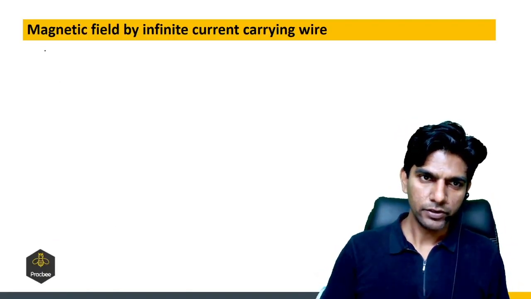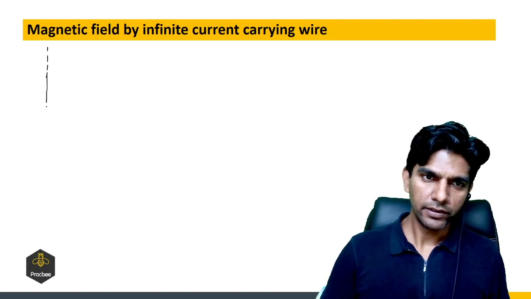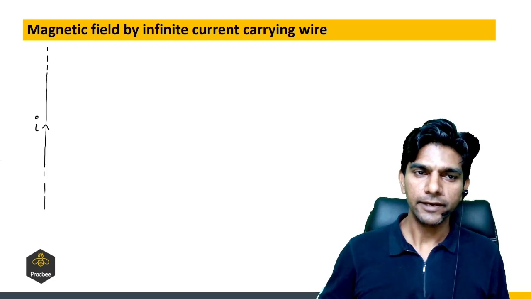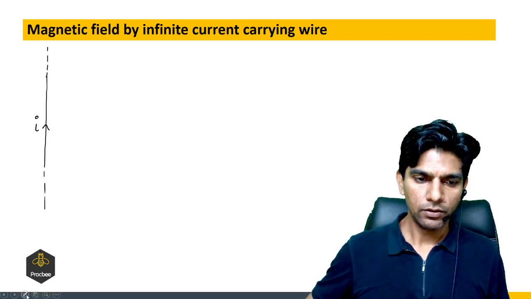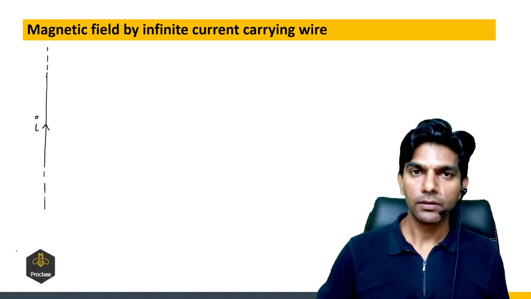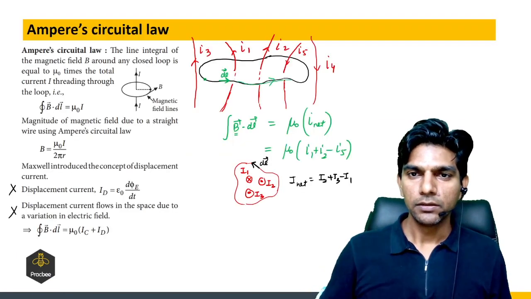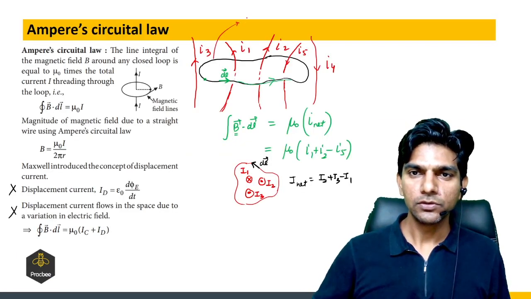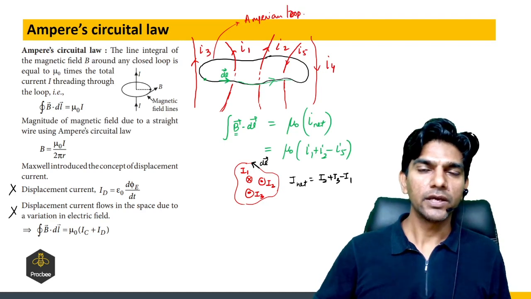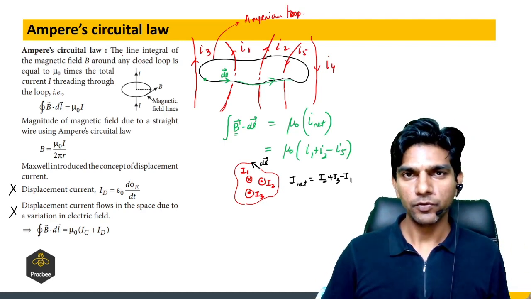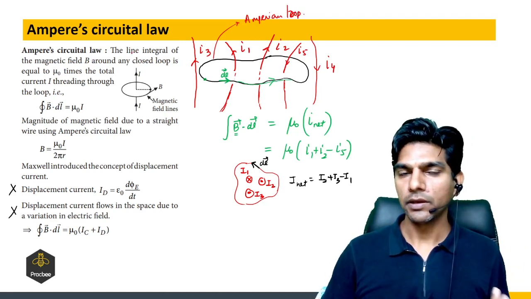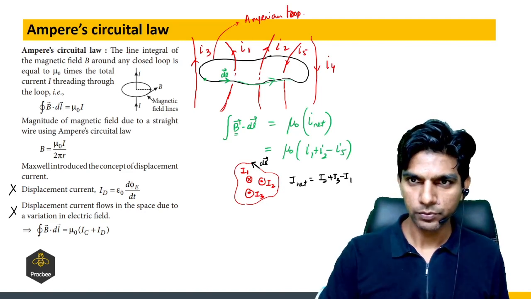So we have this kind of a case. We have an infinite current carrying wire, and let us say the current in this is I. Now I'm going to consider an Amperian loop. One thing I forgot to mention, this loop that we have taken is known as an Amperian loop. So do remember this. Like we have a Gaussian surface in Gauss's law, in Ampere's circuital law we take an Amperian loop.